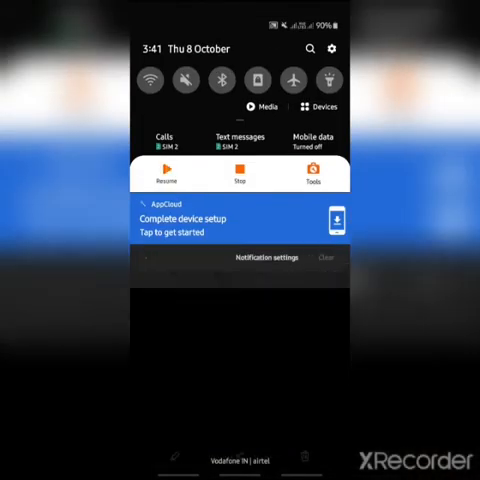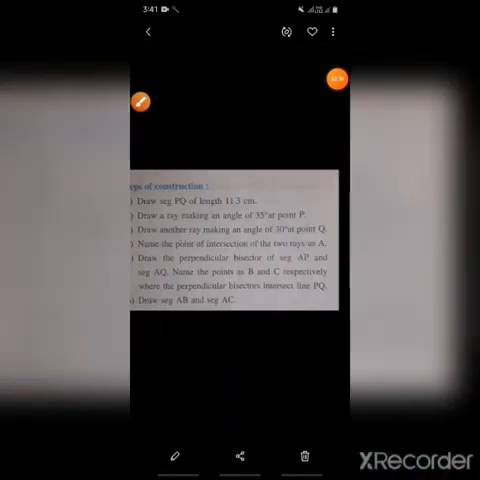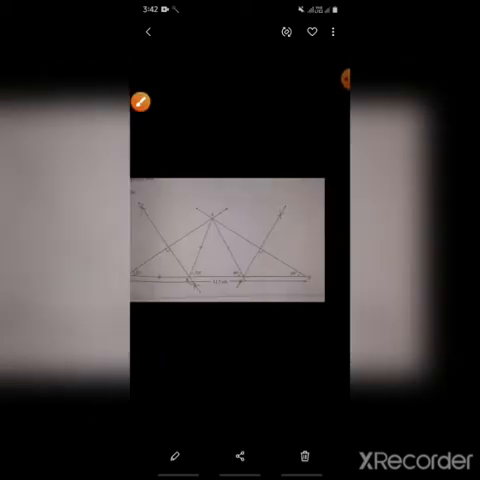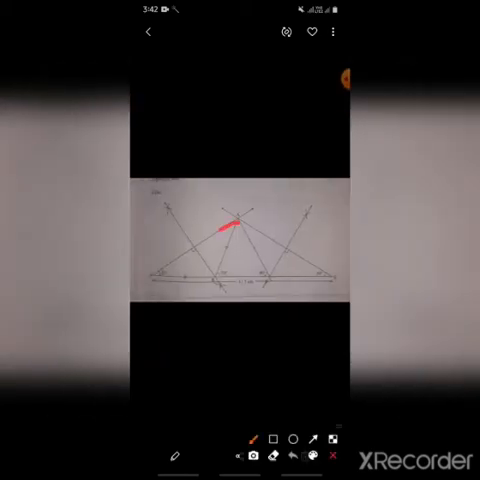Then name the point of intersection of the two rays as A. We have to name this point as A.